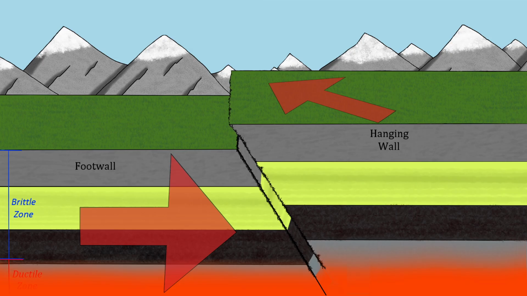It's common for faults not to follow purely horizontal or vertical movement. Faults that have both a dip and slip component of movement are called oblique slip faults.